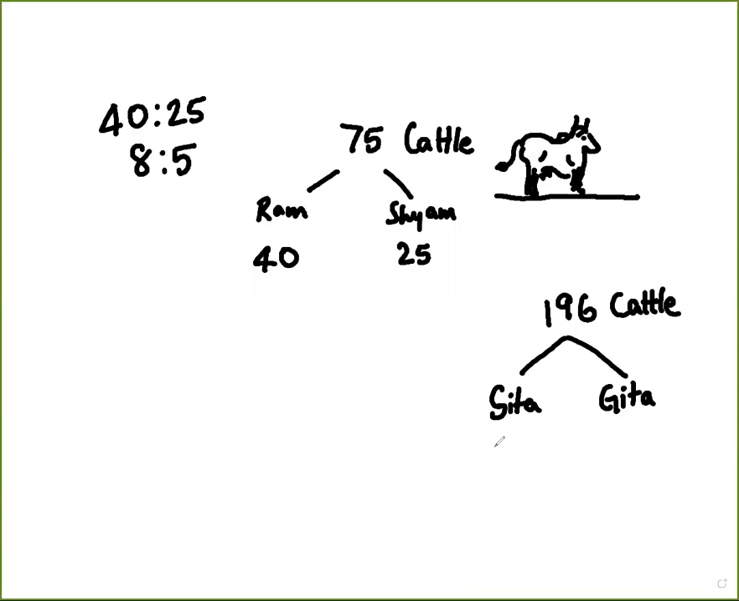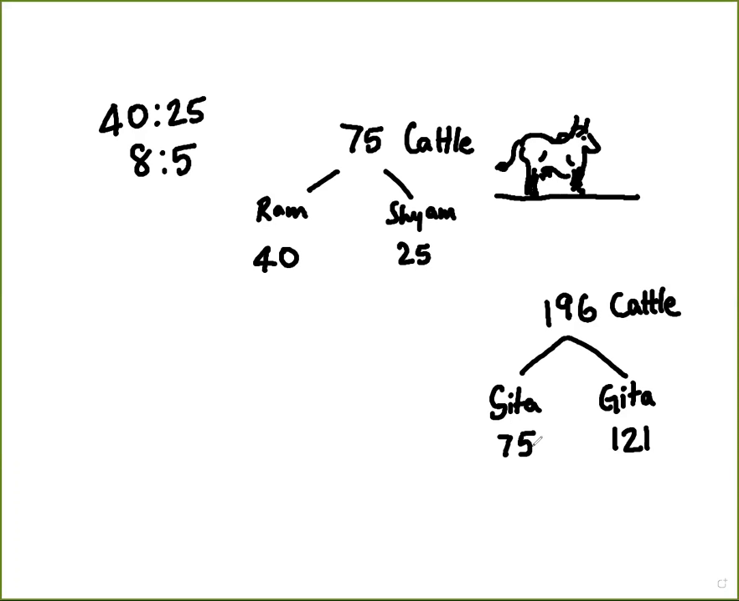So how was it divided among these two ladies? Sita was given 75 heads of cattle, and Geeta was given 121 heads of cattle. Let us say that Sita in this case was the older sibling and Geeta was the younger sibling. We don't know the reason why this farmer decided this ulta logic.